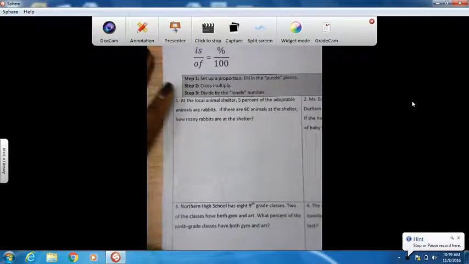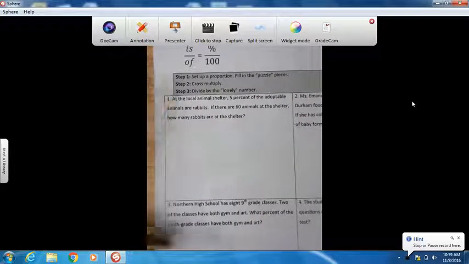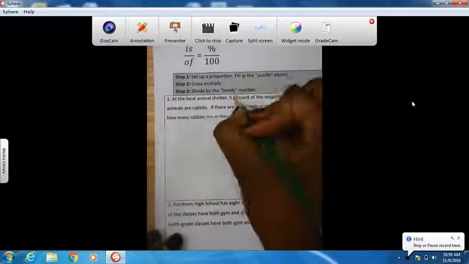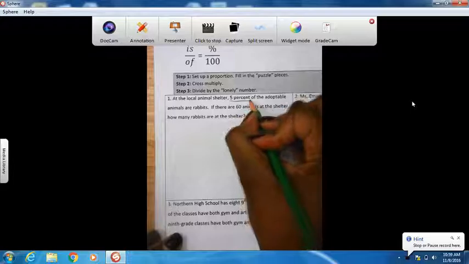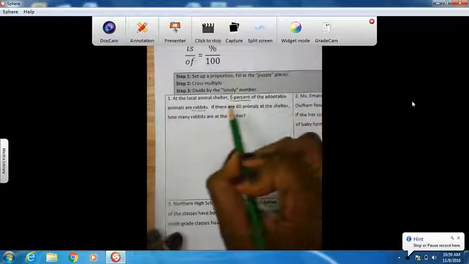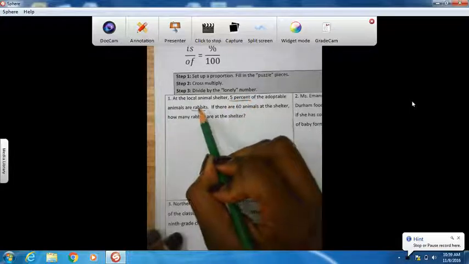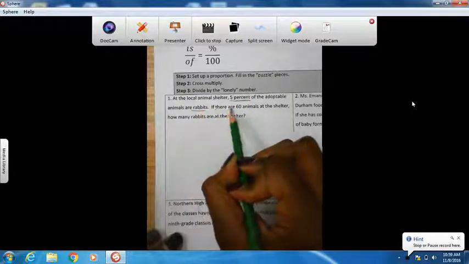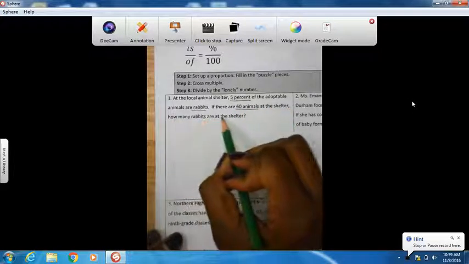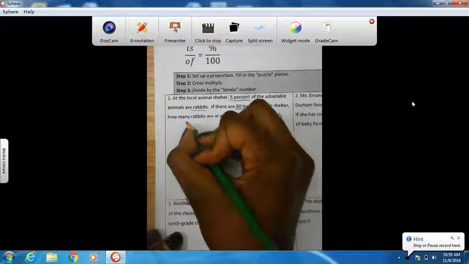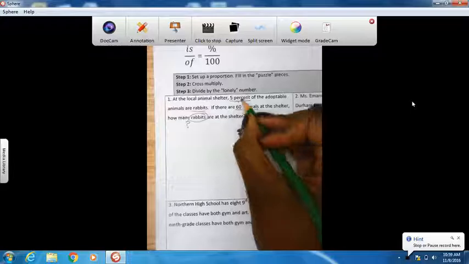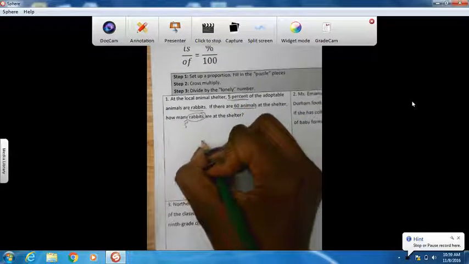Number 1. Make sure your paper looks like mine. At the local animal shelter, 5% of the adoptable animals are rabbits. So that means that this 5% represents rabbits. If there are 60 animals at the shelter, how many rabbits are at the shelter? So we're looking for how many rabbits. I saw a percent, so I know for sure that I'm going to set up a proportion.